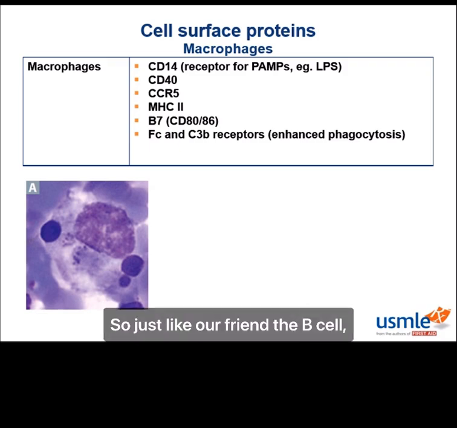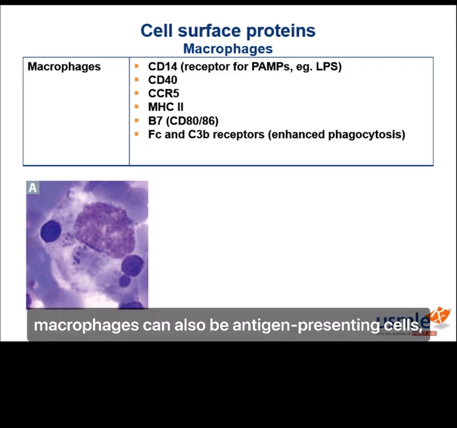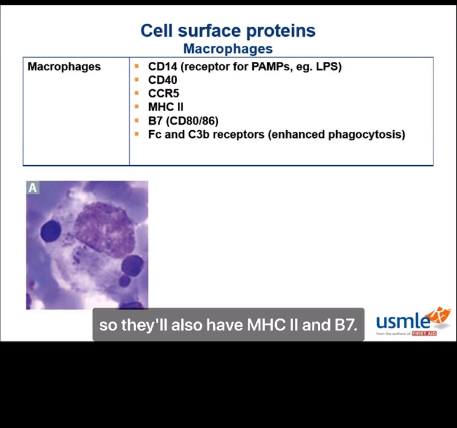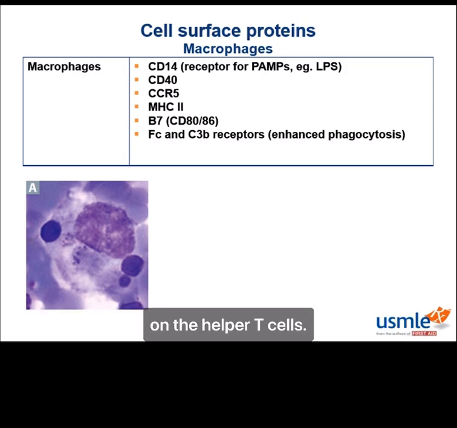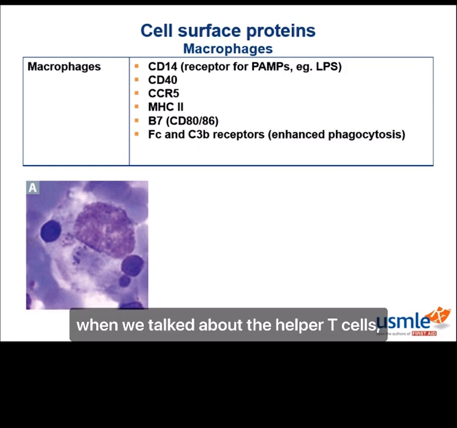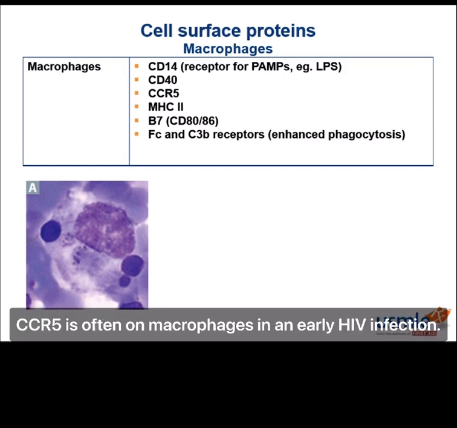So just like our friend the B cell, macrophages can also be antigen-presenting cells, so they'll also have MHC2 and B7. And they'll also have CD40 to bind to CD40 ligand on the helper T cells. Now, as I mentioned a bit earlier when we talked about the helper T cells, CCR5 is often on macrophages in an early HIV infection.